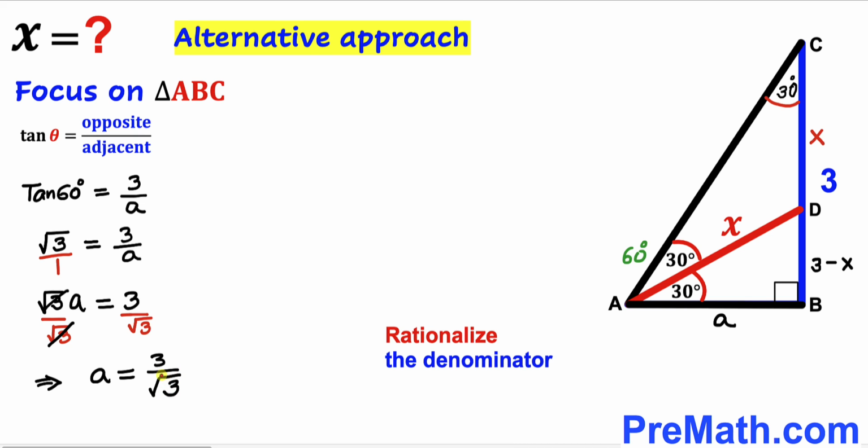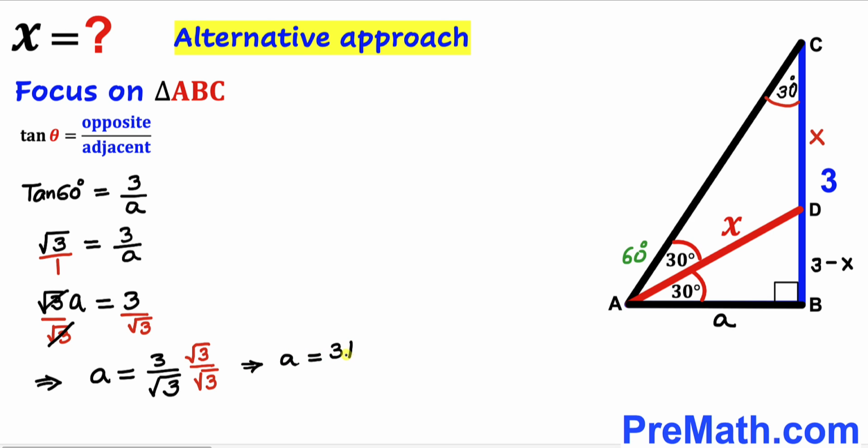Now we are going to rationalize the denominator by multiplying and dividing by square root of 3 at the very same time. Square root of 3 times square root of 3 is simply 3. So our lowercase a value is 3 times the square root of 3 divided by 3, and here 3 and 3 cancel out. Our lowercase a value turns out to be square root of 3 units. In other words, this side AB is square root of 3.